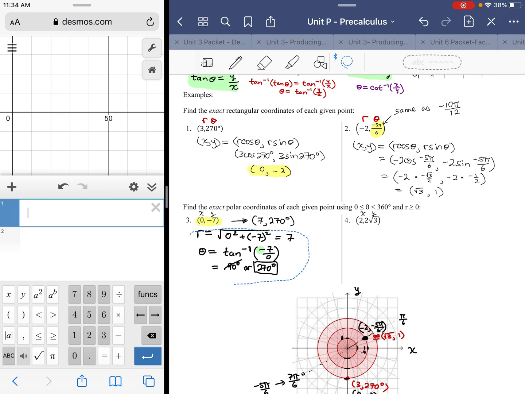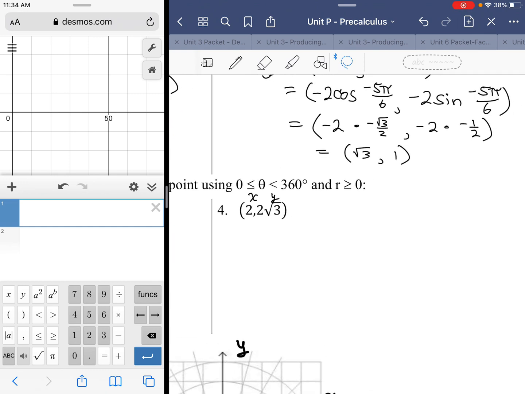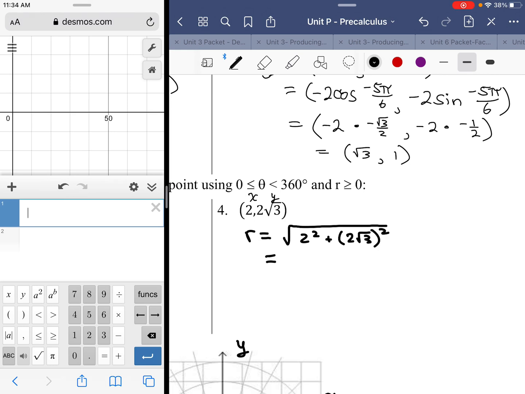When it comes to something like 4, we have r equals the square root of 2 squared plus 2 radical 3 squared. I leave it up to you. The more complicated the computation, the less likely it is that you're going to want to do it by hand. So r equals 2 squared plus 2 rad 3 squared. This one isn't bad, but still, you may want to do it on a calculator.